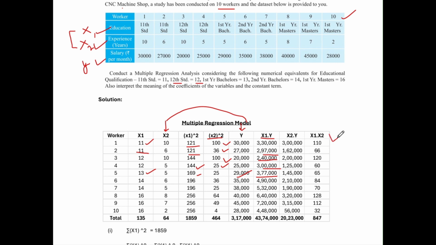Now, finally, we have to calculate x1 into x2, variable 1 into variable 2. Here, we can take data of x1 and x2. 11 into 10, 110. 11 into 6, 66. 12 into 10, 120. 12 into 5, 60. 14 into 6, 84. 14 into 5, 70. 16 into 8, 128. As it is, we will calculate for entire 10 workers.